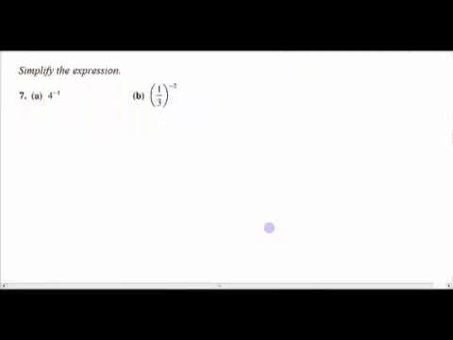Now knowing these rules, let's simplify these expressions. First, I have the negative exponent, 4 to the negative 1. This is the same as 1 over 4 to the positive 1, or 1/4. Here, 1/3 to the negative 2. Remember, we take the reciprocal of that number and then the exponent is positive. So we have 3 squared, which is 9.